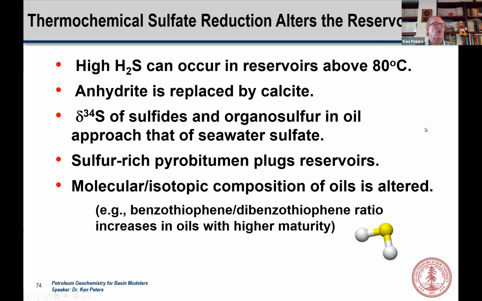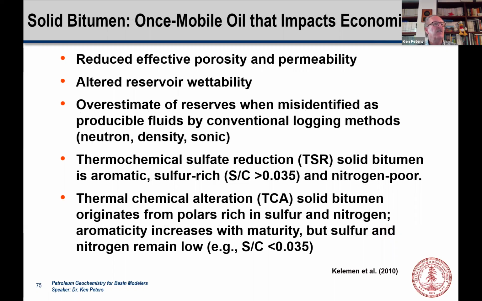Molecular isotope composition of the oils is altered. And so you can look at things like the benzothiophene to dibenzothiophene ratio that increases with higher maturity. There are a number of techniques that you can use to look at the solid bitumen that forms as a result of this. With TSR, solid bitumen is aromatic and sulfur rich and nitrogen poor. With normal thermal chemical alteration, or TCA, the solid bitumen originates from polars that are rich in sulfur and nitrogen. The aromaticity increases with maturity, but the sulfur and nitrogen remain low. So you can tell the difference between the two of these, right?